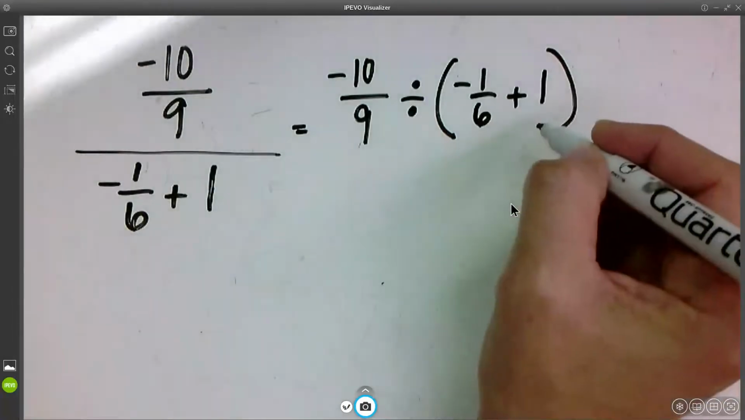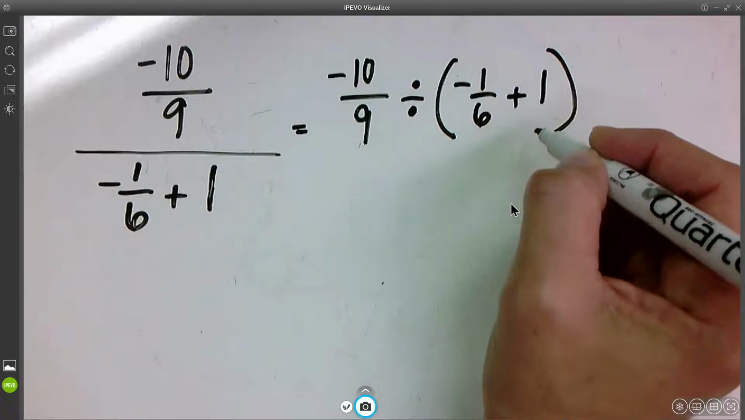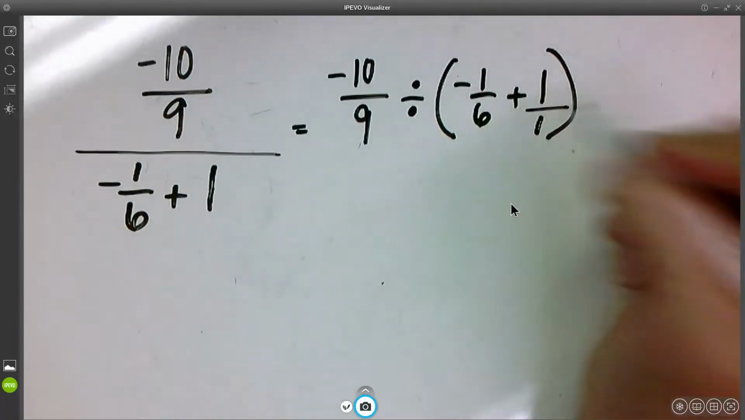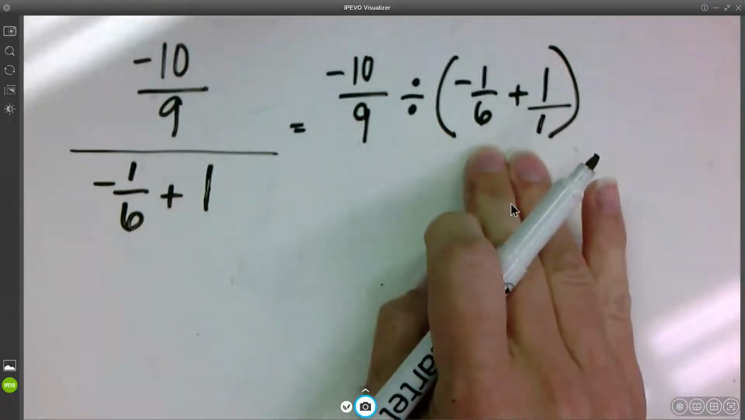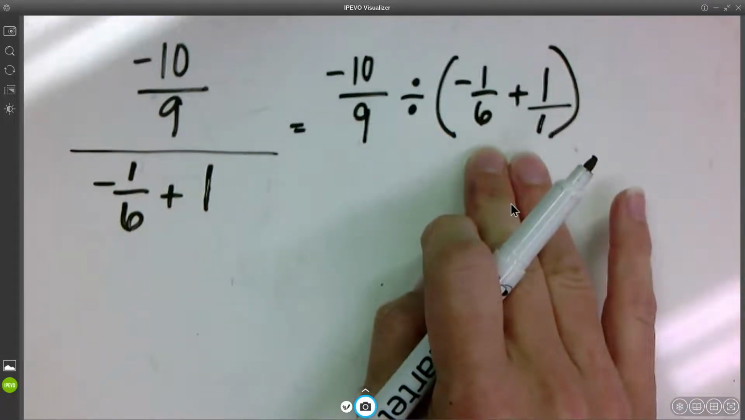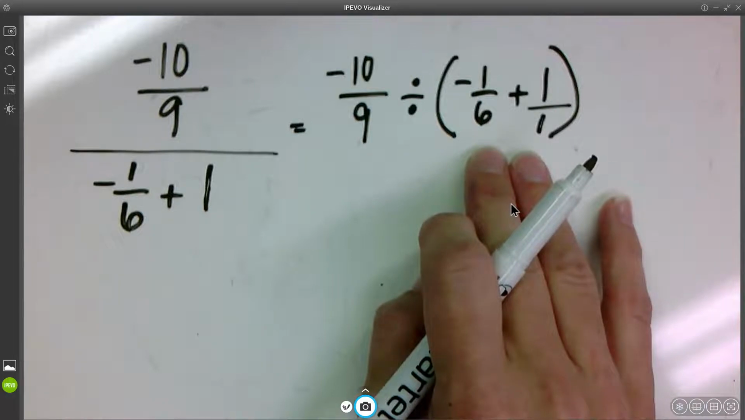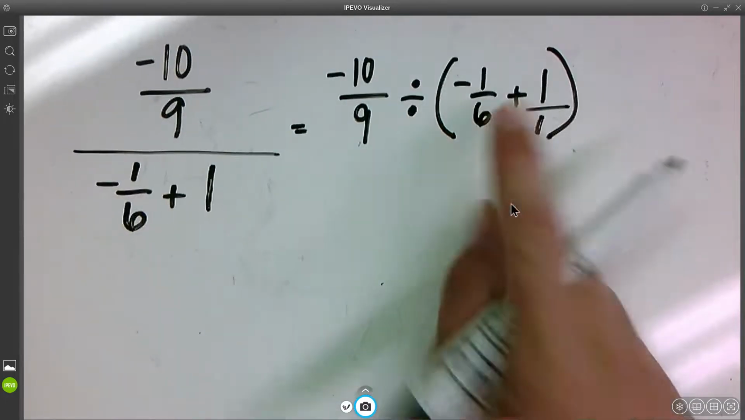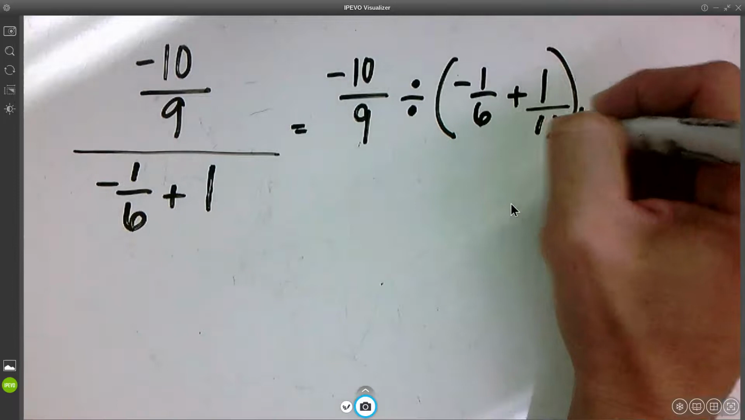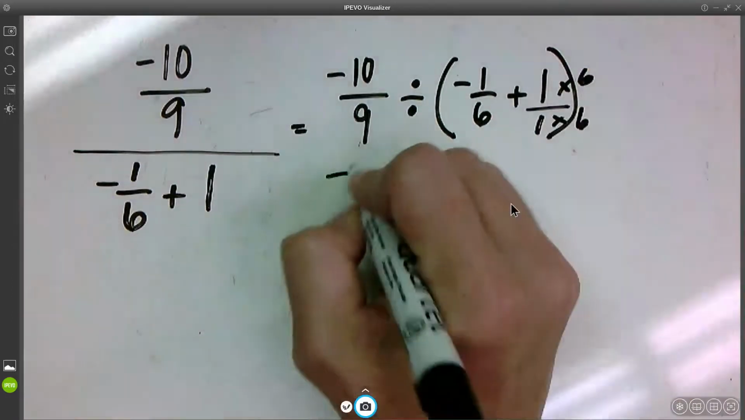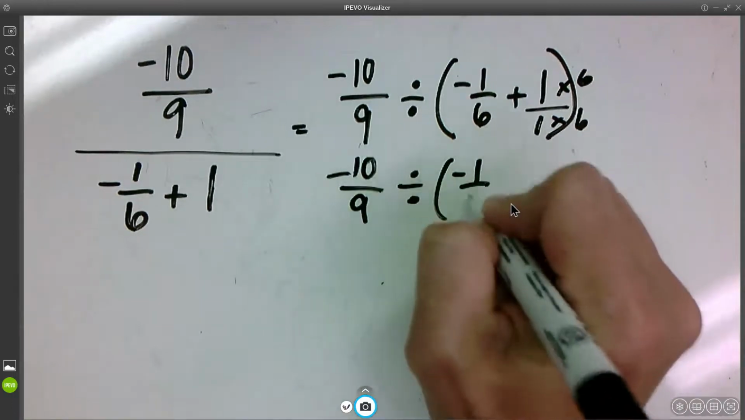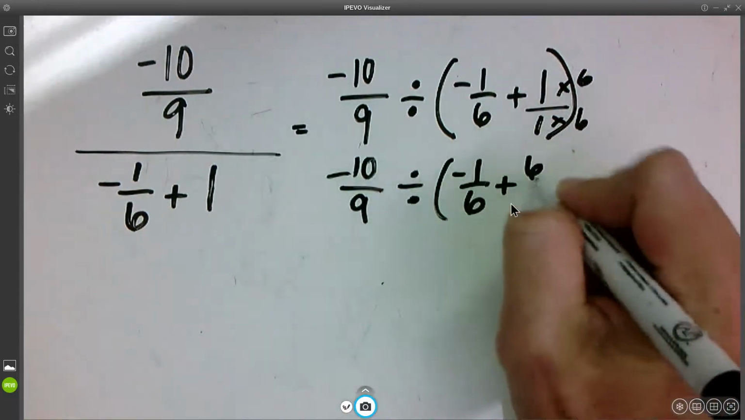So I'm going to take care of addition first, only because it's inside parentheses. And to do that, we know that every whole number is a fraction over 1. I go back to my rules on adding fractions. I do not have mixed numbers, so I just move on to finding a common denominator, and I ask myself, can I multiply the lower number by something to get the larger? And the answer is yes. I can multiply both of these by 6, and I end up with negative 1 over 6 plus 6 over 6.